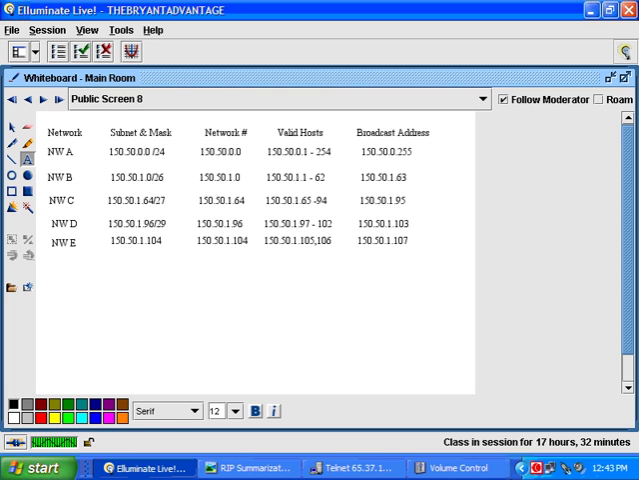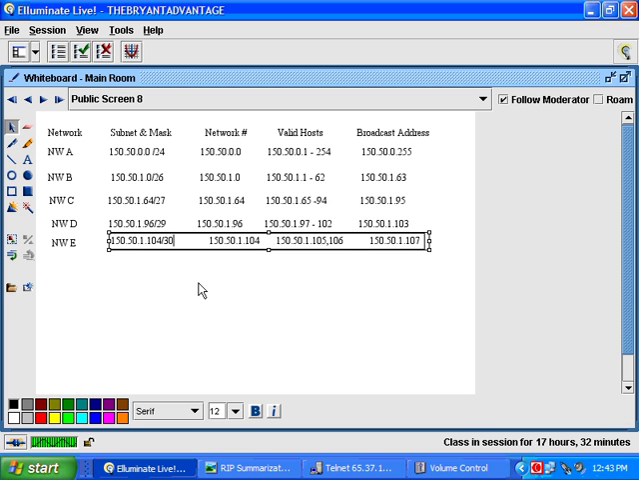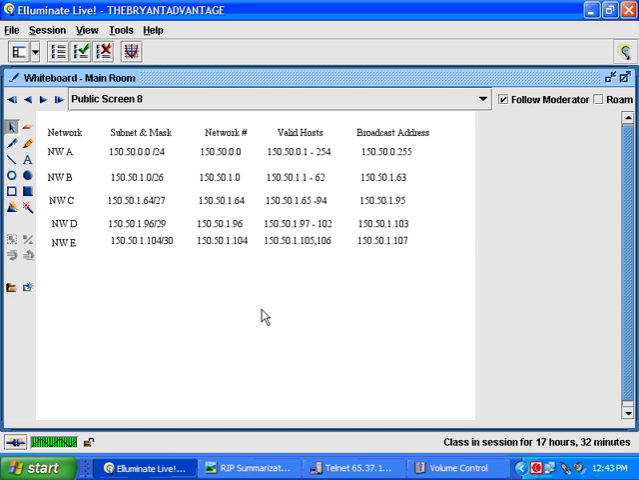So there we are. That is how we develop a variable length subnet masking scheme. I'll put a /30 right there to make it official. And that's how it's done.